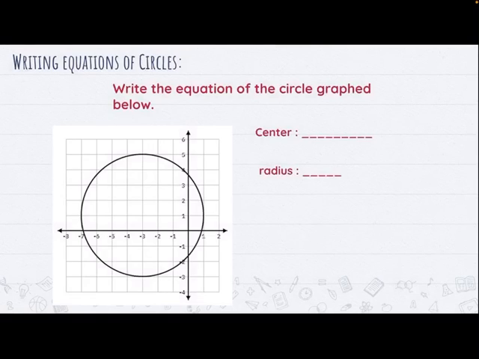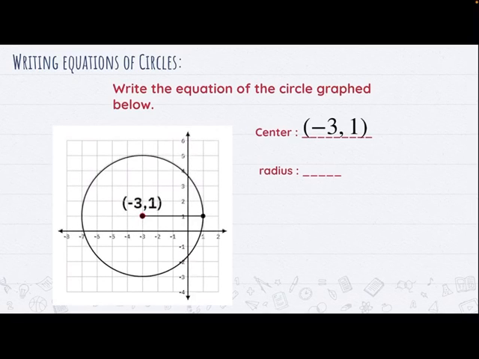Now what happens if you're given a circle and need to write the equation? Well, everything focuses on the center and the radius. So the center of this circle, right in the middle of the circle, is going to be (-3, 1). Now the radius I can count in any direction. I'm going to go ahead and count to the right. So how far over did it take to get from (-3, 1) to the edge of the circle? That's your radius, and the radius is 4.